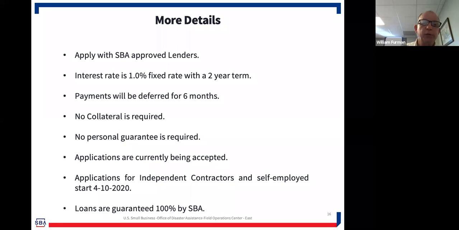These payments are deferred for 6 months. If you get a PPP loan, you have 8 weeks to use the funds. Then from about week 8 to week 10, you should be providing all the documentation to your lender to have your loan fully forgiven. So you need to follow the rules, follow the conditions, do good accounting, and submit the information for full forgiveness. No collateral is required. No personal guarantee is required. Applications are still being accepted to the best of my knowledge.